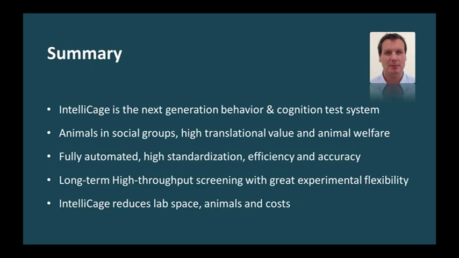And I truly believe that the consideration of social behavior in the experimental design of basic and translational research using mouse models may improve the predictive validity of new preventive and therapeutic strategies. And I would like to thank you very much for your attention.